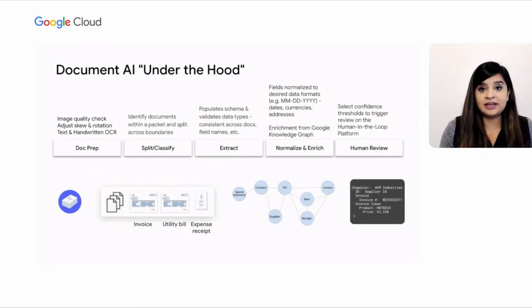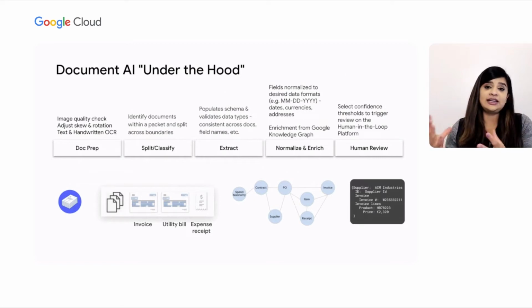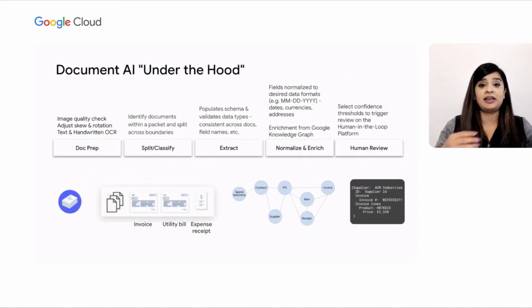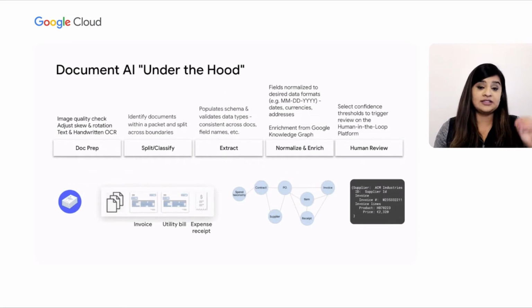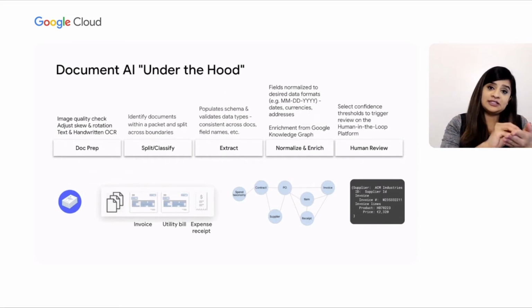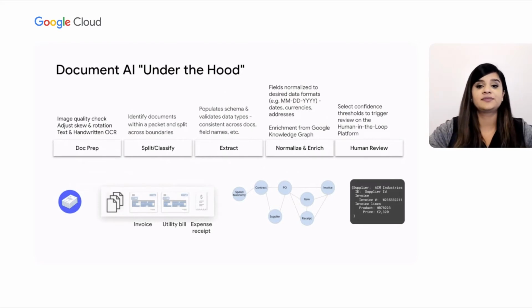Then we get to split and classify. We want you to be able to leverage your data in the raw form that it comes in. So think about a large PDF packet with several different form types in it. By using our splitting and classifying tools, you can actually identify where these subdocuments start and end and what documents are there, so then you can take those specific pieces of your packet and feed them through the correct processor.